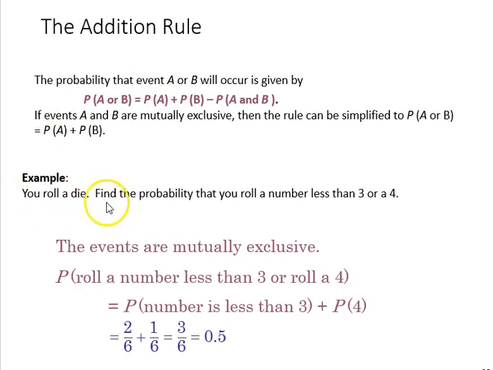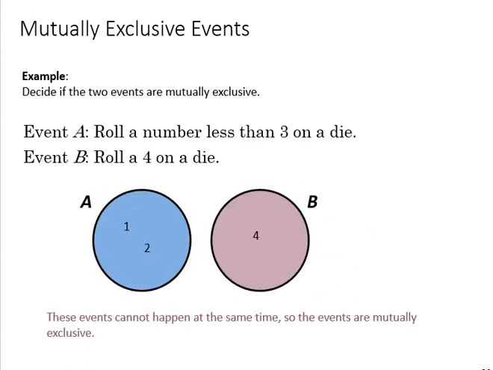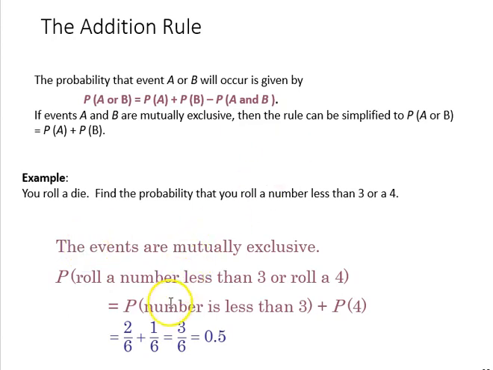So for example, you roll a die, and you want to find the probability that you roll a number less than 3 or a 4. The events are mutually exclusive. The probability of rolling a number less than 3 or rolling a 4, recall from the previous slide, this is our image, those are mutually exclusive. So the probability of getting less than a 3 is getting a 1 or a 2. There are only 6 possibilities, so that's 2 out of 6. In the second event, the probability of getting a 4 is simply 1 out of 6. And according to the addition rule, we can just add those together. So that will give us the probability of 3 over 6, or 0.5.